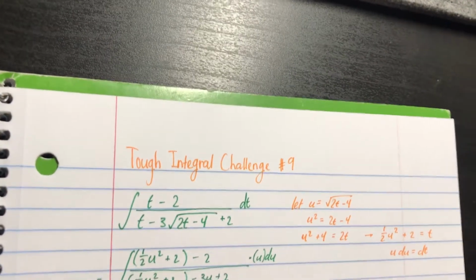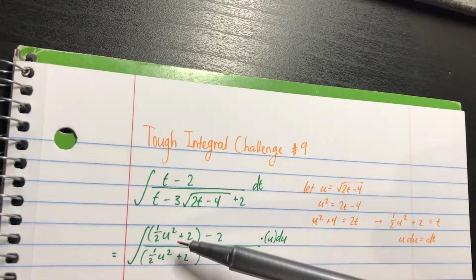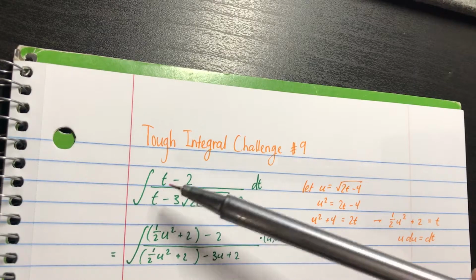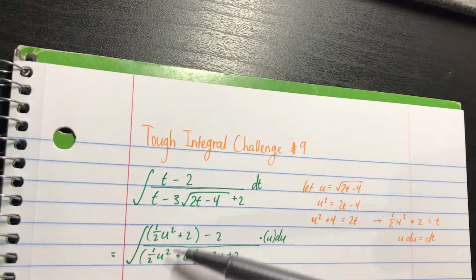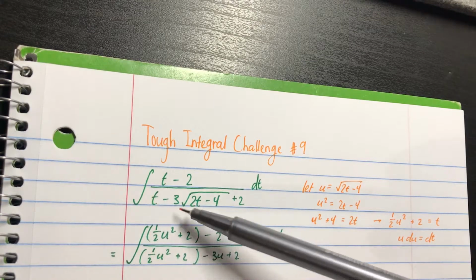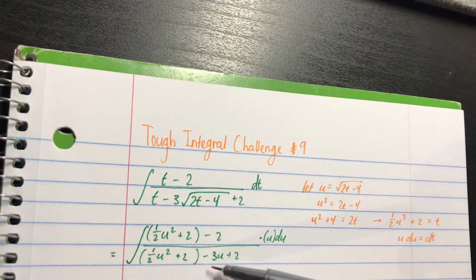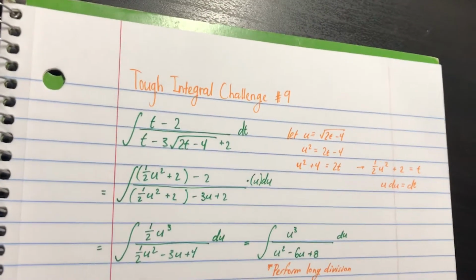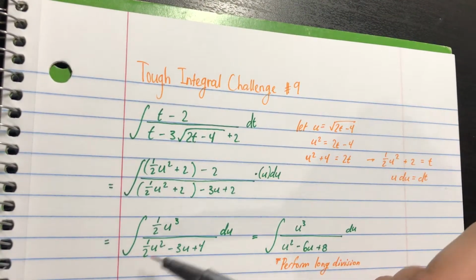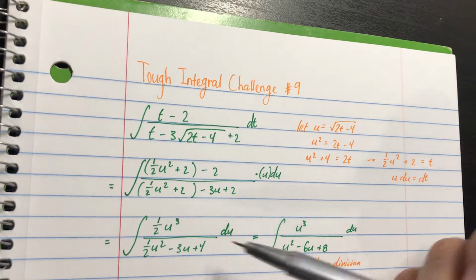And when we do that, we find that our equation is now the integral of 1/2 u squared plus 2 from this t minus 2, all over 1/2 u squared plus 2, which we get from this t, minus 3, and remember we set our u equal to radical 2t minus 4, so minus 3u plus 2. After we simplify this a little bit, what we're left with is the integral of 1/2 u cubed all over 1/2 u squared minus 3u plus 4 du.